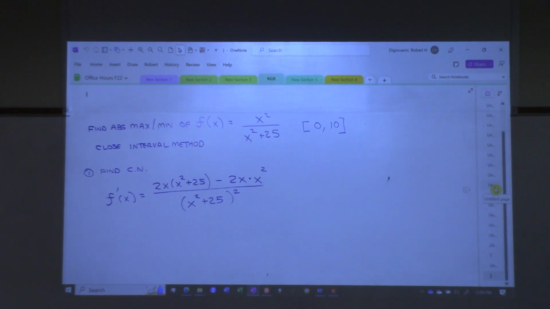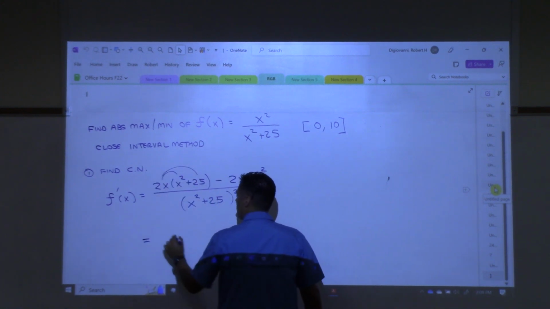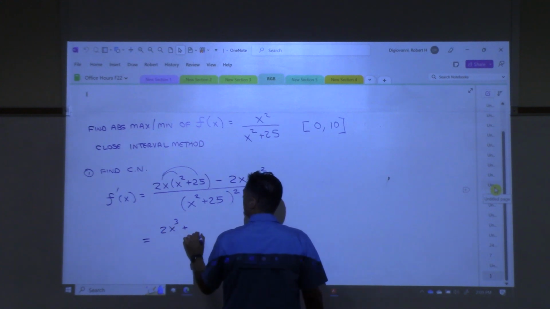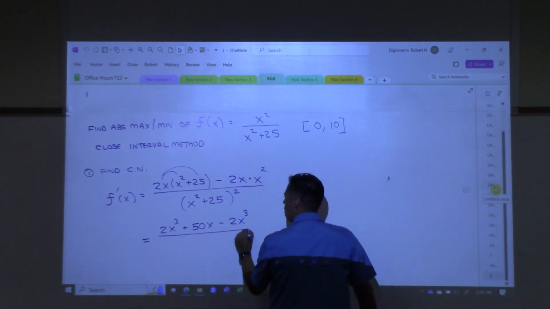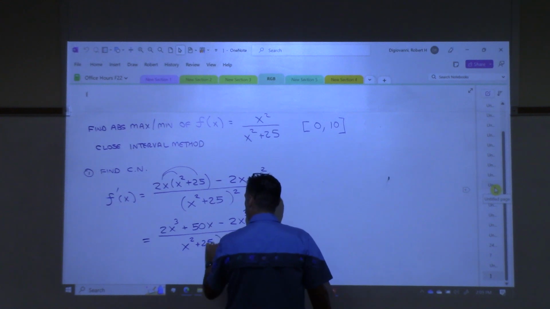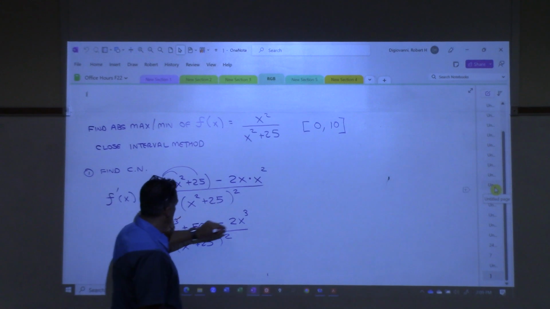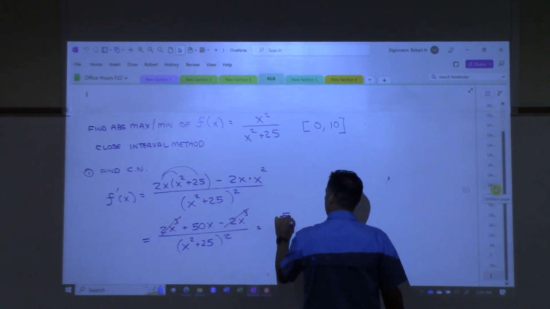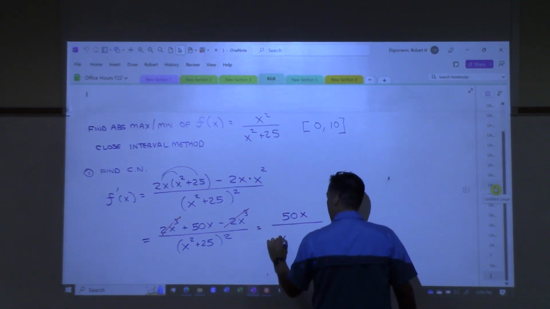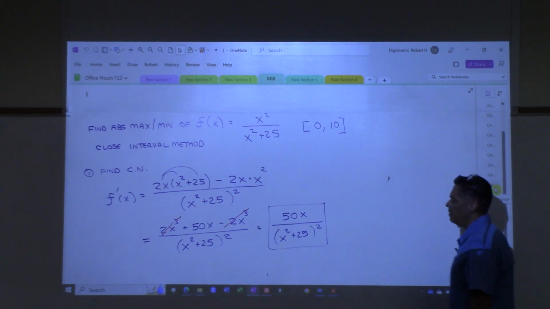That's the raw derivative. Now I'm going to clean this up. I'm going to distribute through. That gives me 2x cubed plus 50x, minus 2x cubed again. I'm glad to see that, all over x squared plus 25, that quantity squared. You can see the 2x cubed terms cancel each other. They're gone. That just makes it a little easier to look at. So now on top I have 50x over x squared plus 25, that whole quantity squared. That's my derivative, cleaned up.